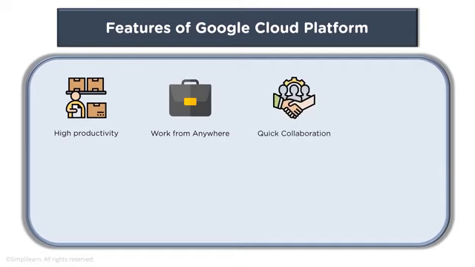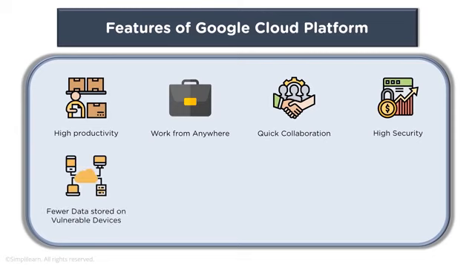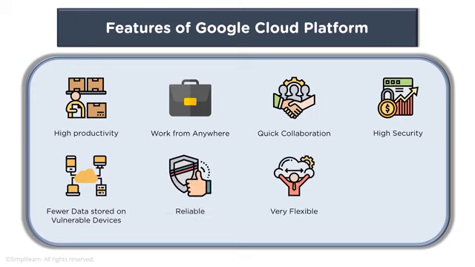You can quickly collaborate with different teams or colleagues working on different projects which might be sharing or using different GCP resources. You benefit from high security and the different encryption and security mechanisms which GCP offers. There is less data stored on vulnerable devices. There is high reliability, flexibility, and scalability, and the cost effectiveness really makes it a good choice when you want to benefit from infrastructure modernization and use a cloud platform solution for your use case.